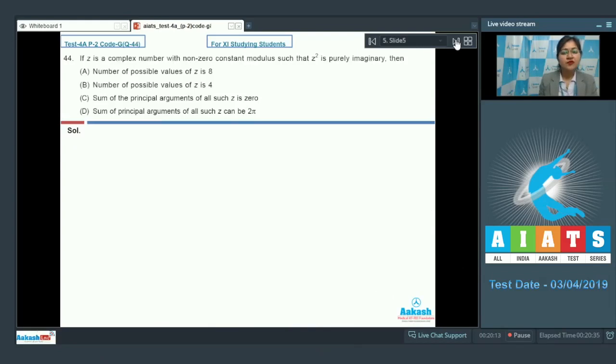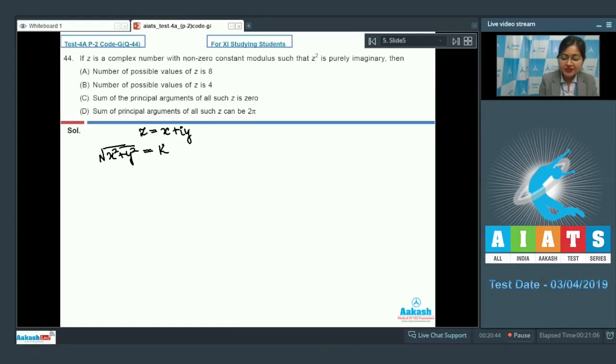Next is question number 44, which says that if z is a complex number with non-zero constant modulus, such that z square is a purely imaginary number, then we have to find the number of possible values of z. Now, it has been given that it has a constant modulus. Let us say z is equal to x plus iota y. So, it has been given to us that its modulus is constant, that is under root x square plus y square. Its modulus is equal to a constant, let us say k.